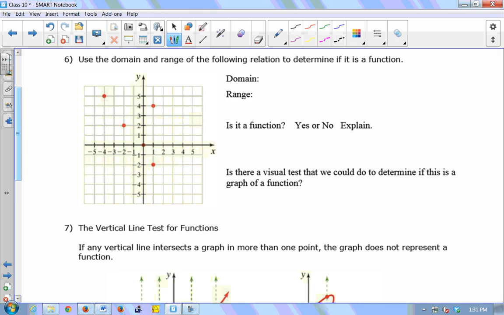So what is the domain of this function? -4, -2, 0, and 1. How did you come up with that list, Katrina? Those are the x coordinates of the 5 points. Wait, there's 5 points. Oh, I see. There's 2 at the same x value at 1. Okay. All right, what's the range? And those are the y coordinates of each of the 5 points, right? So is it a function?